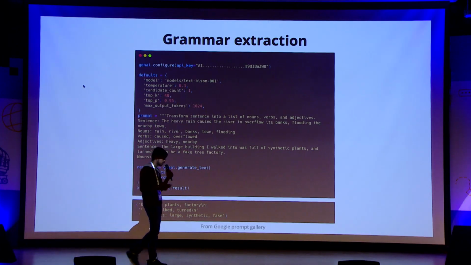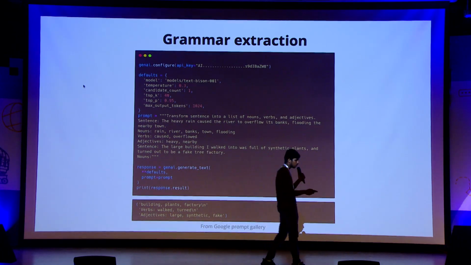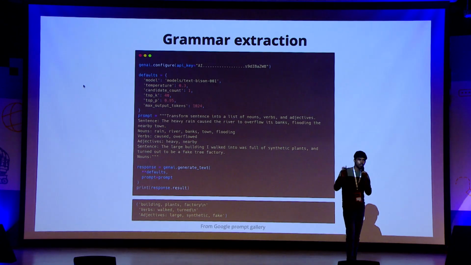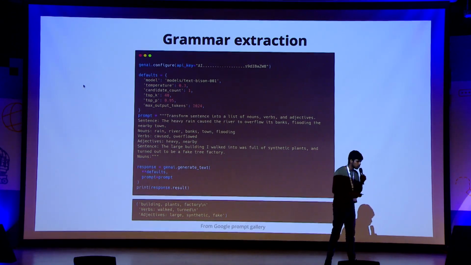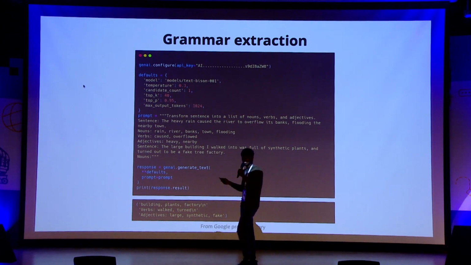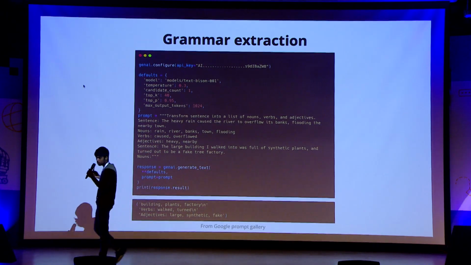The first one is grammar extraction. I know I'm doing masters, but I still don't know what verbs and adjectives are. But the basic concept in grammar extraction is we import our Python package. This example is Python package. I'm pretty sure why there is no JavaScript example here, I guess.